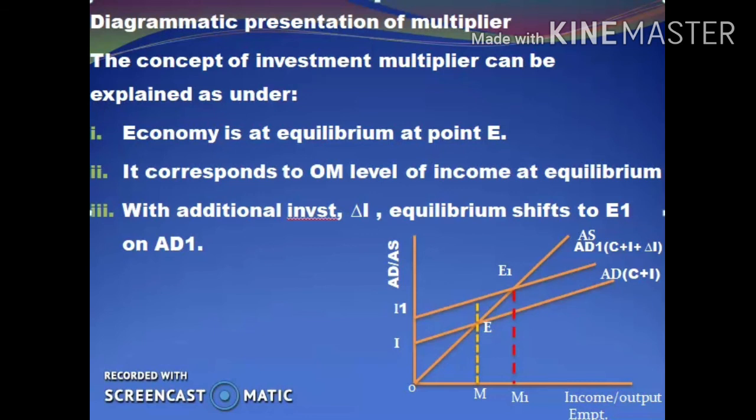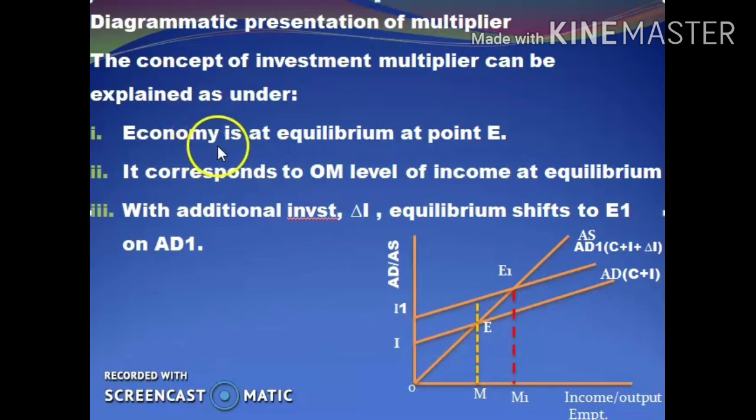Next is the diagrammatic presentation of multiplier. The concept of multiplier can be explained as under. You can see this AD curve is shifting upward. You can see a new equilibrium position has been found as E1. So as investment increases, what happens? The income multiplies. The shift in income happens from M to M1. It's just simple. You studied shifts previously, so it's easy to understand.